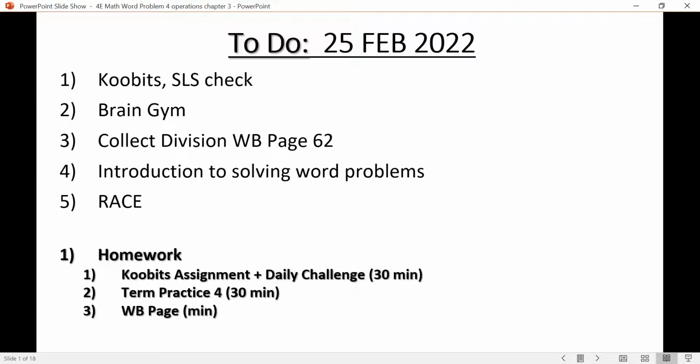You may need more, so you adjust the timing for yourself. Okay, and then you have the workbook pages, which I did not write down exactly which page yet. Okay, we will know once we start.